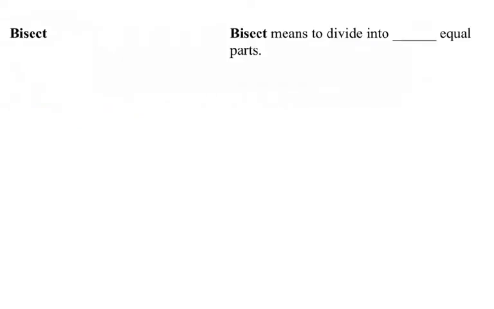Alright, another word that you may not know, bisect. So bisect means to divide into two equal parts. So if I were going to take a line and I were going to bisect it, I would just cut it right in the middle and it would make the two sides equal to each other. So that's what the word bisect means. It means to cut into two equal parts.